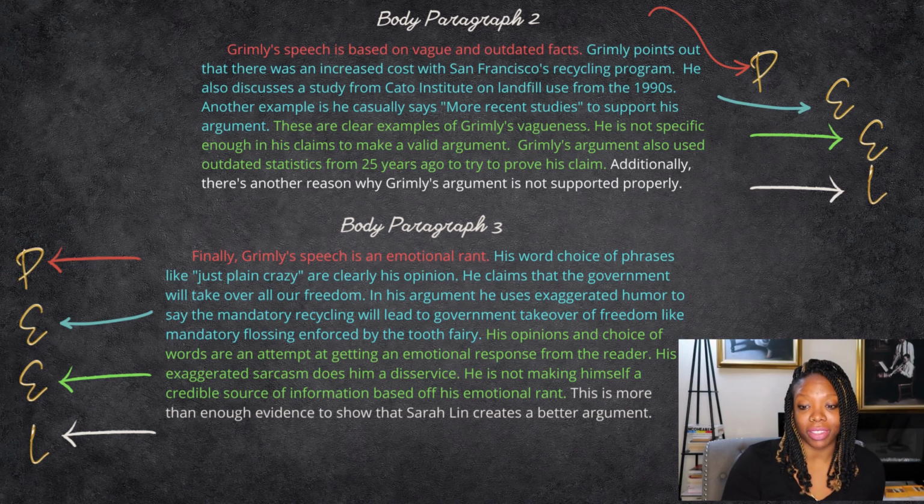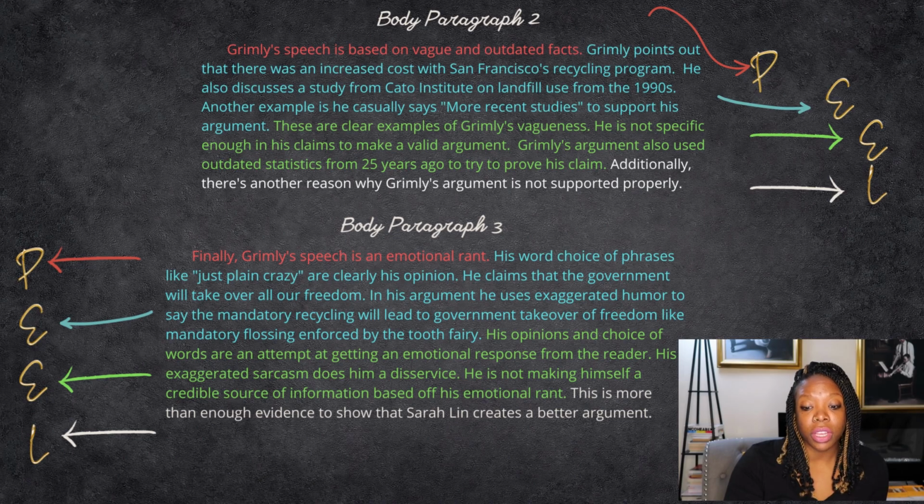Grimley's speech is based on vague and outdated facts. Grimley points out that there was an increased cost with San Francisco's recycling program. He also discusses a study from Cato Institute on landfill use from the 1990s. Another example is he casually says more recent studies to support his argument. These are clear examples of Grimley's vagueness. He is not specific enough in his claims to make a valid argument. Grimley's argument also used outdated statistics from 25 years ago to try to prove his claim.